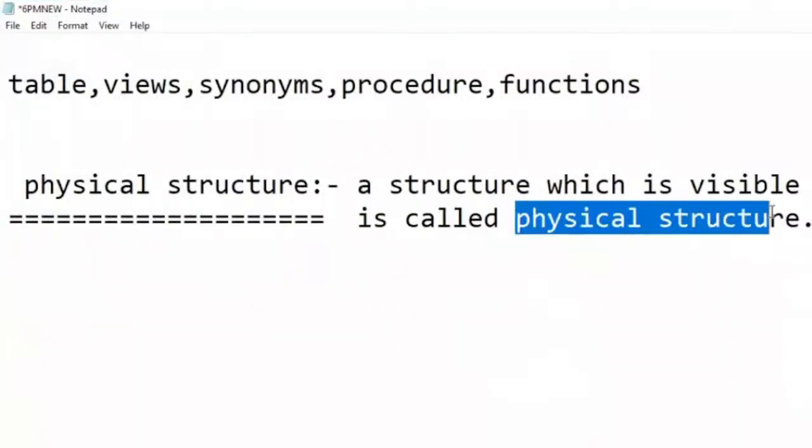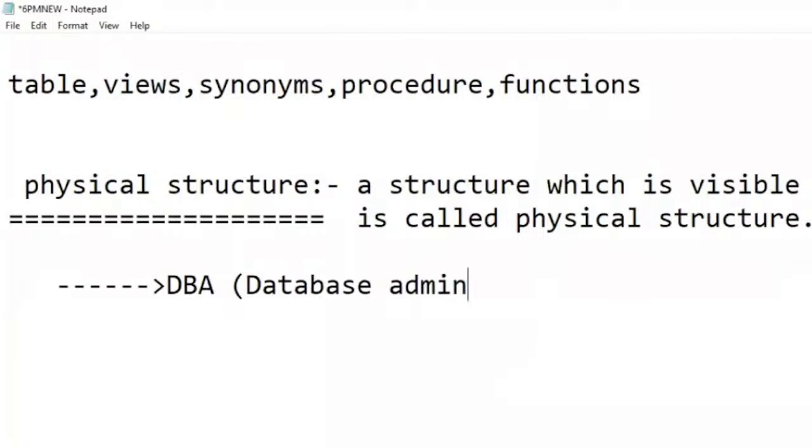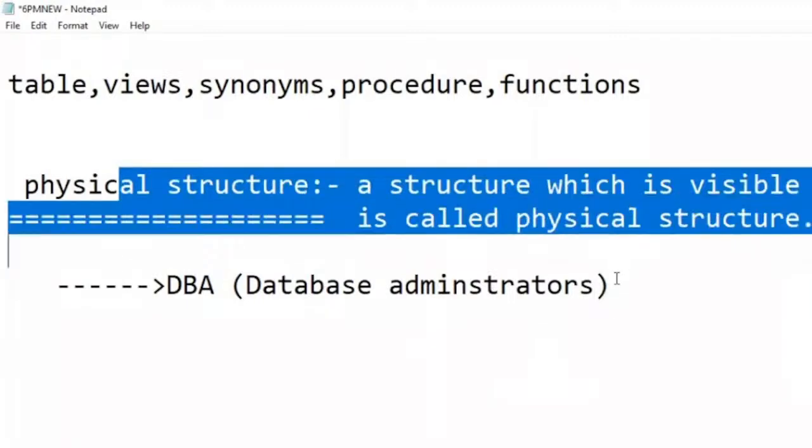But the physical structure, are you working in it? Am I working in it? No. Some different type of persons are working in it. Who are they? DBA, the database administrator. In a project, database administrators are some other type of persons in a database. Those database administrators only work in the physical structure.